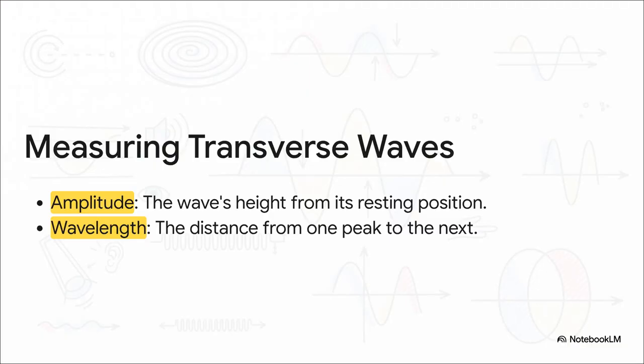So, how do we actually measure these things? Well, we mainly look at two key features. First up is amplitude. That's all about the wave's power or intensity, basically how high a peak gets from the middle resting position. Think a tiny ripple versus a giant tsunami. And second, we have wavelength. That's just the distance from one peak to the very next peak. So, in simple terms, amplitude is its height and wavelength is its length.